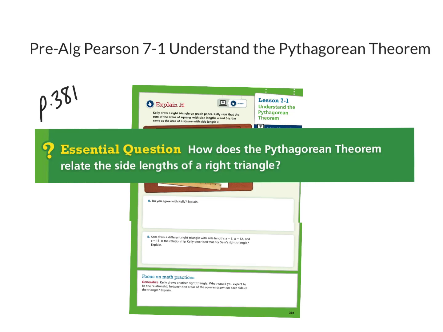Page 381, lesson 7.1 is on understanding the Pythagorean theorem. A question here is, how does the Pythagorean theorem relate the side lengths of a right triangle? We're going to go ahead on to page 382 to see how this works.